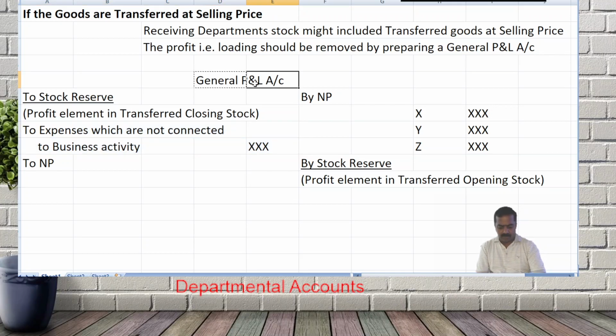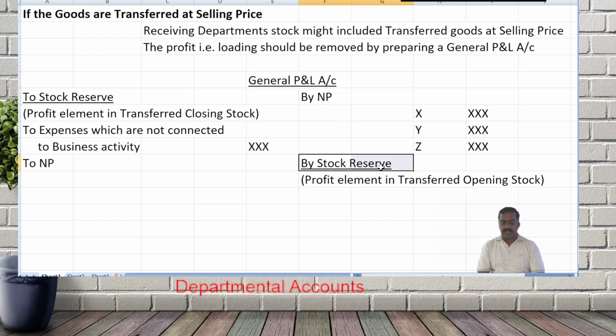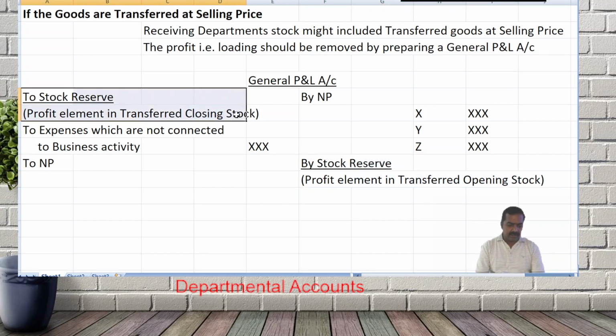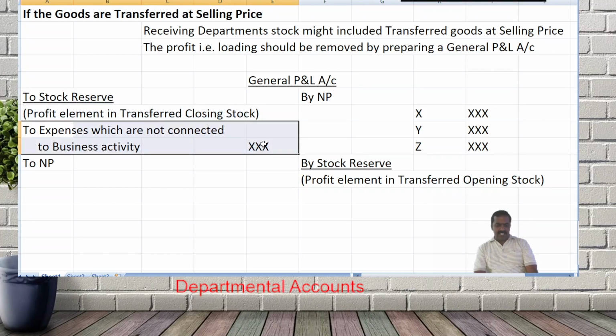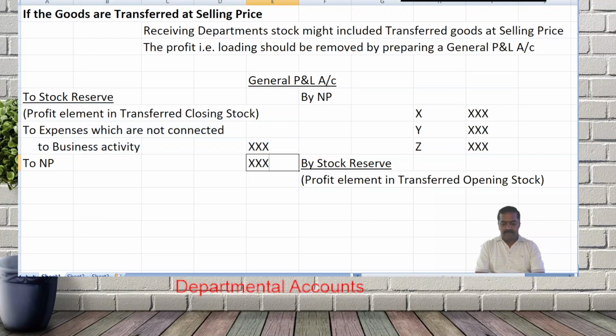So those expenses which are not connected to any departmental activity will come in which account? General P&L account. Once again, I repeat: why are we preparing the general P&L account? What is the main objective? To remove the profit in which stock? Transferred stock. So "By stock reserve" is the profit element in the opening stock. "To stock reserve" is the profit element in the closing stock. Any expenses not connected even indirectly to departmental activity will come in the general P&L account. Then the final net profit will be transferred to the balance sheet.